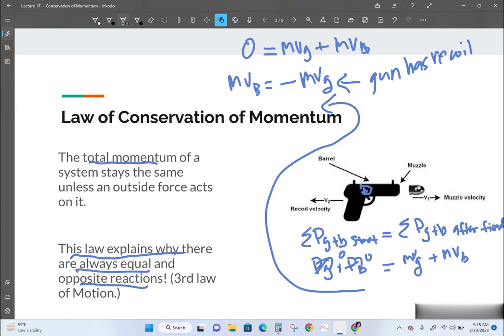It would not exist if momentum wasn't conserved, and especially if momentum wasn't a vector. If it didn't matter what direction an object was going, if momentum didn't have that factor in it, we wouldn't know which way the bullet would go. I mean, we wouldn't know which way the gun would go. It could go forward or backwards.